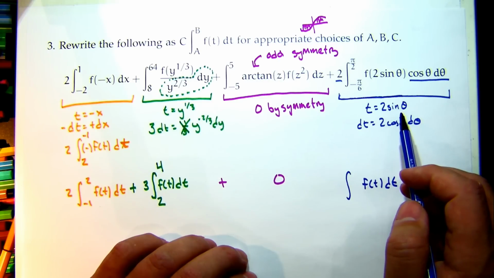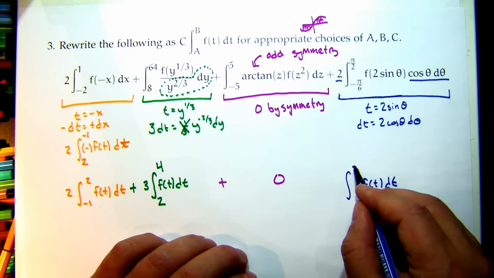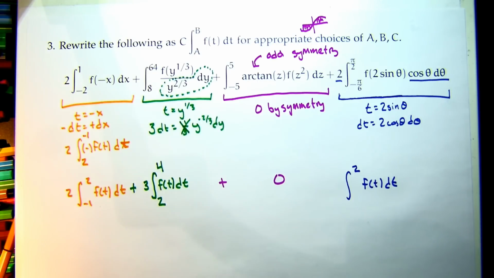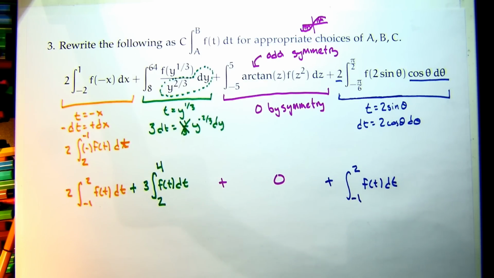We can do that first. Sine of pi halves is 1. Double makes 2. Sine of negative pi 6, well, sine of negative pi 6 is negative a half. But then you double that, you get negative 1. So it's integral from -1 to 2 of f of t dt.